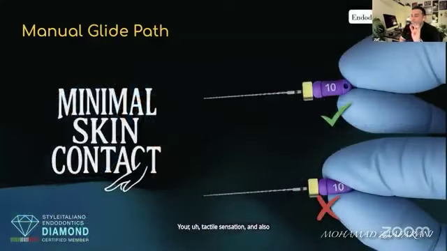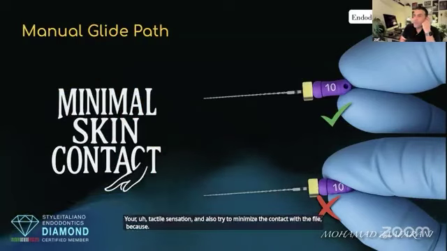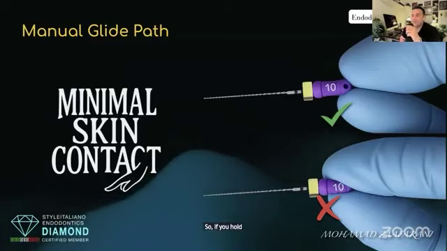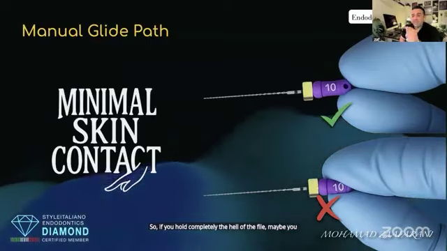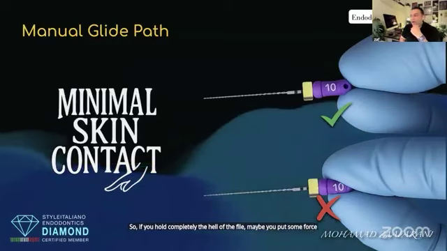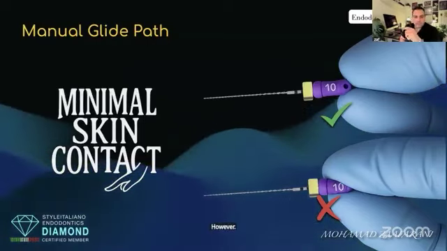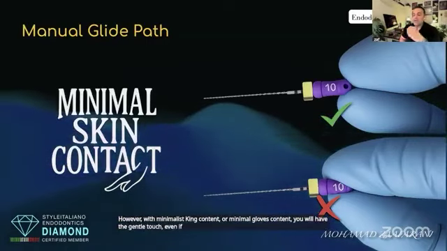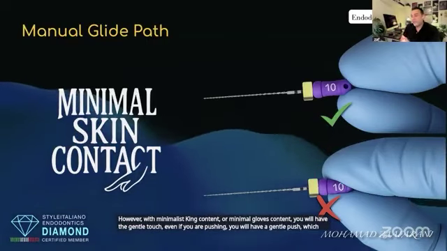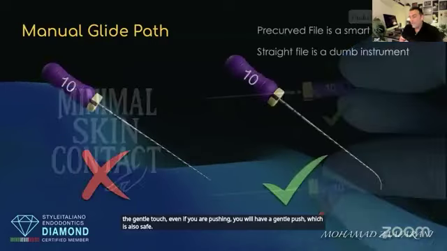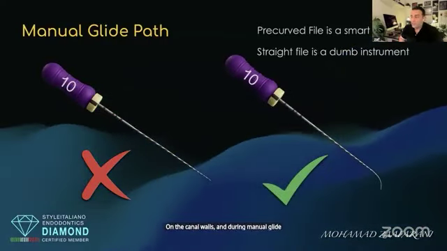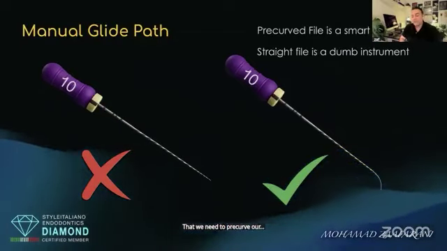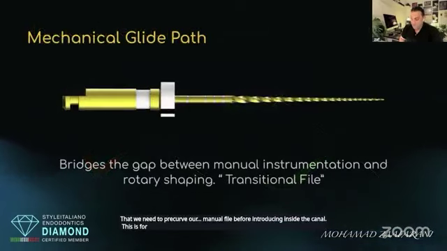And also try to minimize the contact with the file, because in endo we don't need force. We don't need to push. If you hold the head of the file completely, maybe you put some uncontrolled force. However, with minimal glove contact, you will have that gentle touch. Even if you're pushing, you will have a gentle push, which is also safe on the canal walls. And during manual glide path, we must not forget to pre-curve our manual file before introducing it inside the canal. This is for a safer preparation.